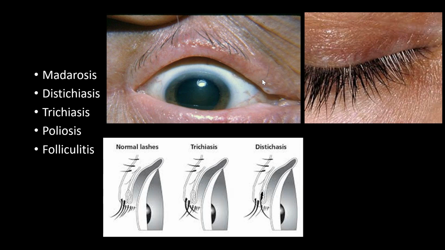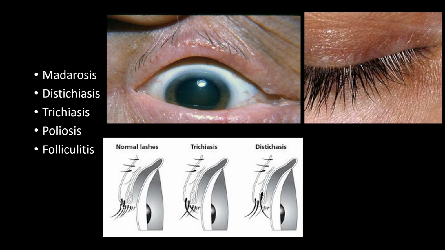Now, what is madarosis? It's basically absence of eyelashes, right? So you can see here in the lower lid, the lid is thickened also. It looks slightly inflamed, and there's absolute absence of lashes on the lower lid. Then coming to the second image on top, you can see graying of the eyelashes, right? That's called poliosis.